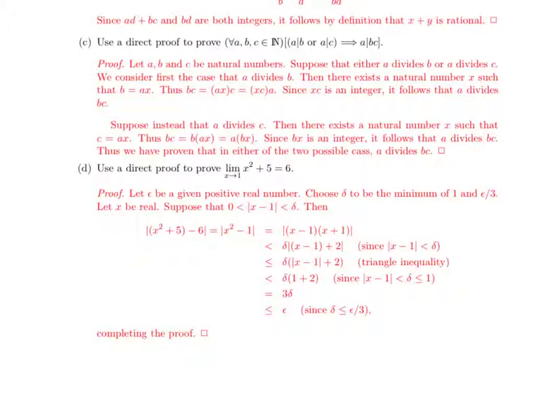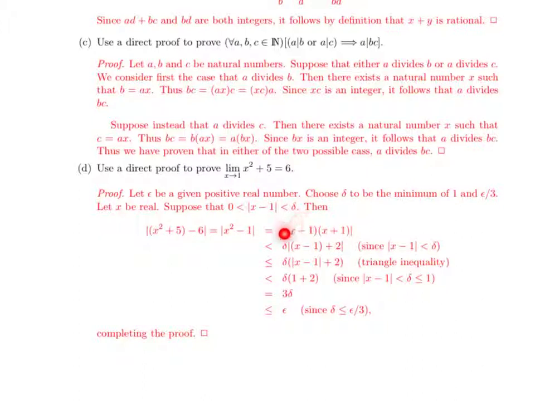So what I found to work is if I take my delta to be the minimum of 1 and epsilon over 3. And now I'm going to check that it works. So the next part is, let x be real. Suppose that absolute x minus 1 lies between 0 and delta. Then I have a certain string of inequalities, all of which I know to be true. And I begin with the left-hand side of the inequality I want to prove. I write down the left-hand side, and I observe that it simplifies to this, which factors like that.